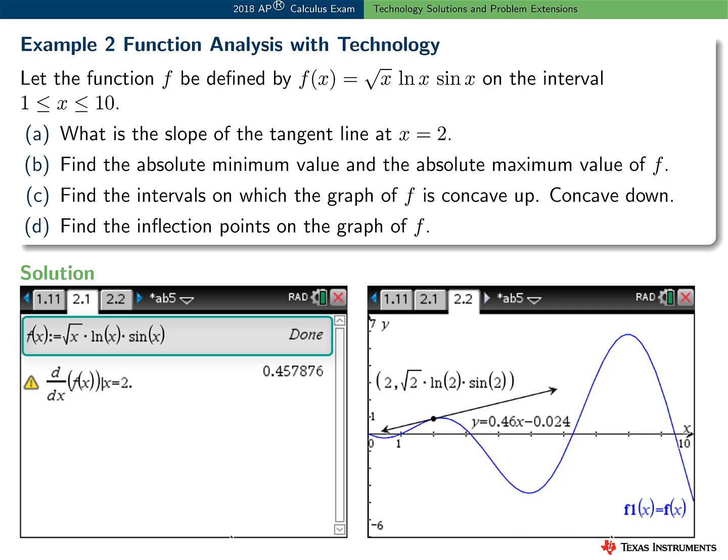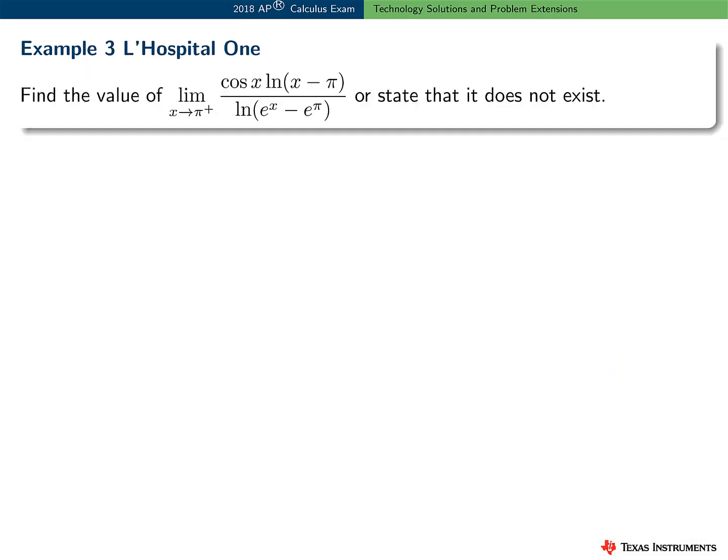On a calculator page, I defined the function f, and then I simply evaluated the derivative at x equals 2. And here's a visualization of this answer. I sketched a graph of f and the tangent line at x equals 2. I can see the slope of the tangent line agrees with my answer on the calculator page.